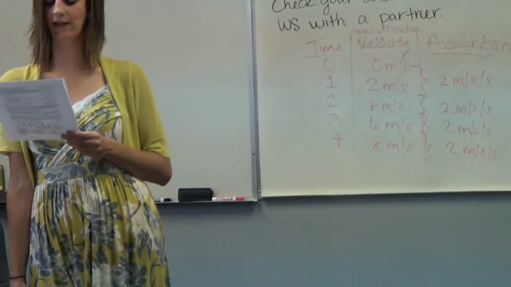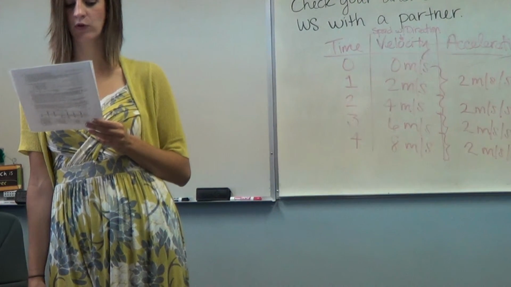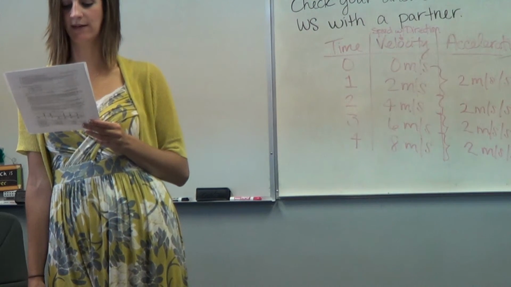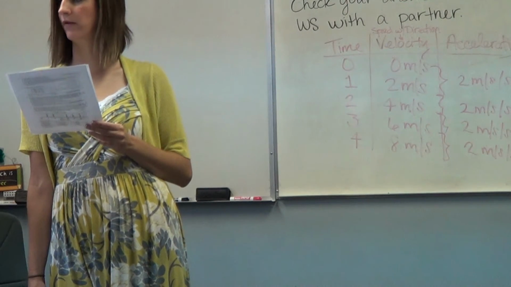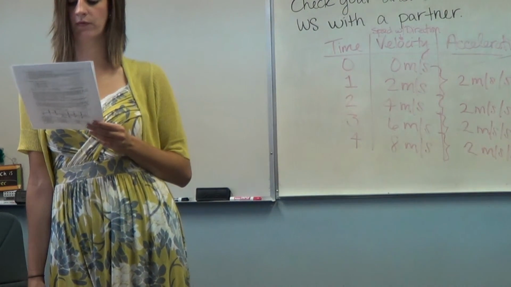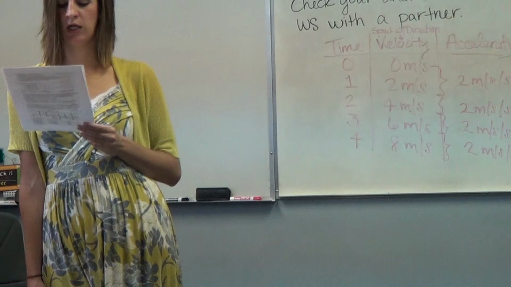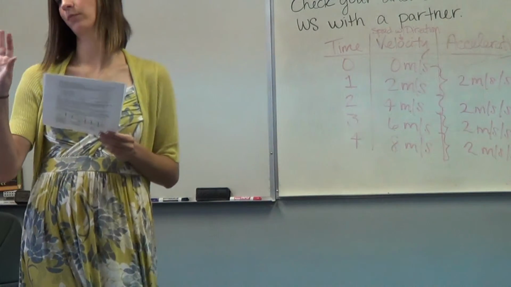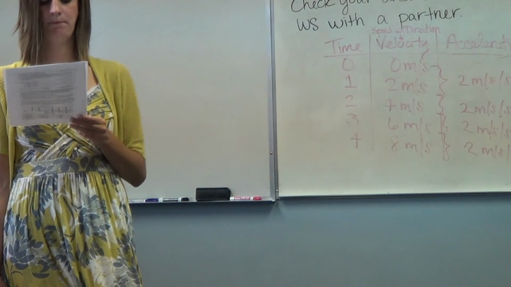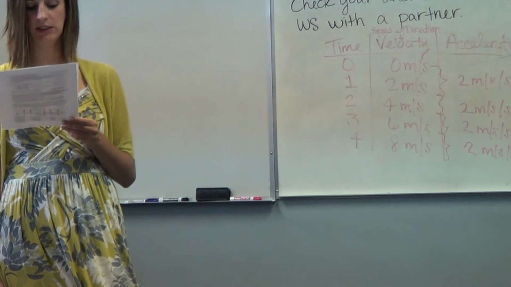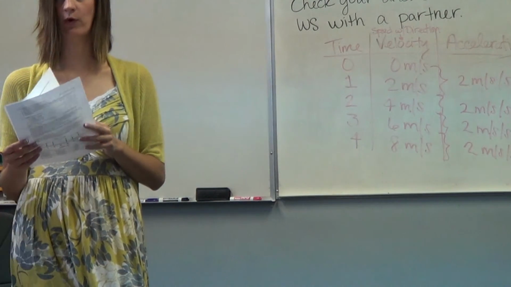Alright, 27 was D, 28 was B. Which one? 27. Because I thought it had to be the second. No, it does not. Acceleration just has to have through basically 2 units of time. 28 is B, 29 is A, and 30 is C. Okay, any other questions about that?